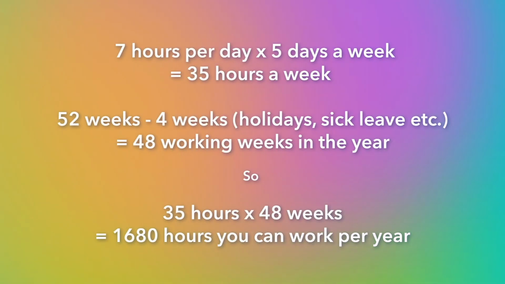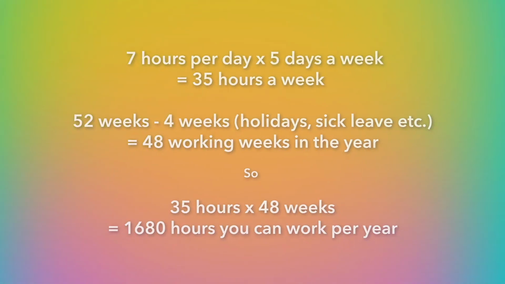Let's work through an example. Say you can work 7 hours per day for 5 days a week. That equals 35 hours a week. There are 52 weeks in a year, minus days you can't work, holidays, sick leave, etc. That could leave you with 48 working weeks in the year. So, 35 hours times 48 weeks equals 1,680 hours you can work per year.